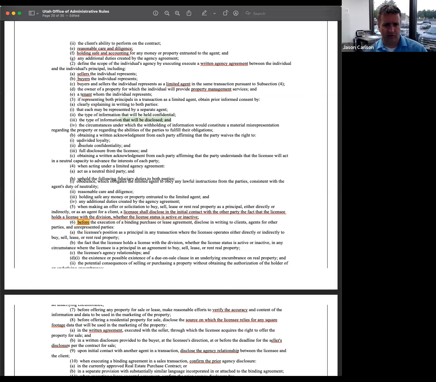The fiduciary duties that are limited for us: undivided loyalty, because you can't have loyalty to both. Absolute confidentiality and full disclosure are the fiduciary duties that are going to be limited when we take on the limited agency. Any questions on representing, making sure your buyer brokers and your exclusive right to sells are signed?